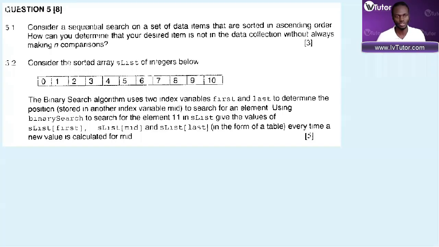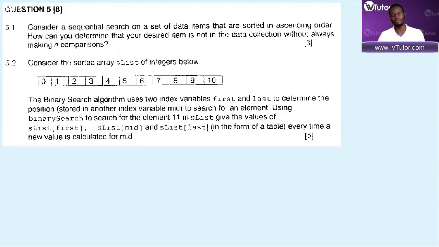Now, if we look at this question, it simply says, here's an array, apply the binary search algorithm, you are looking for 11, right? It's not there, so you don't just go, oh, not found. They want to see how the binary search algorithm is going to be applied in this case, looking for 11 in this array. And you're going to show the results by giving the values of S list first, S list mid, and S list last, which means show us the values at these indices or indexes.